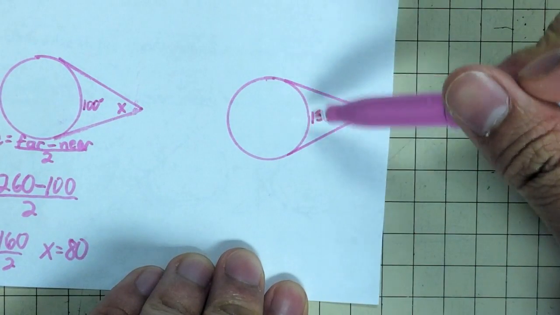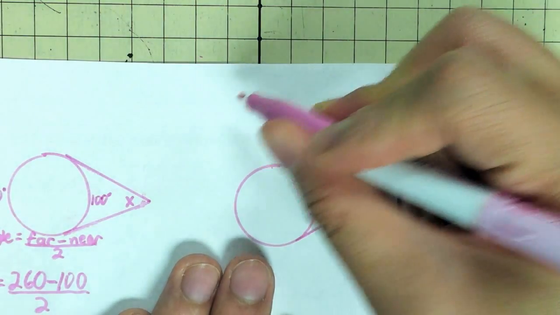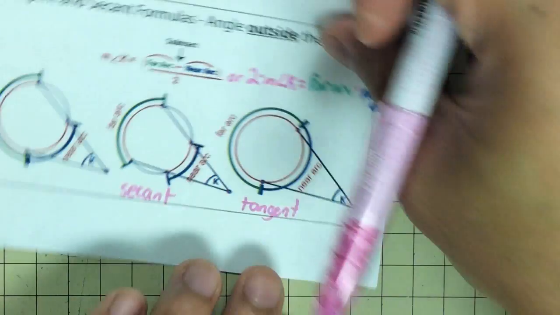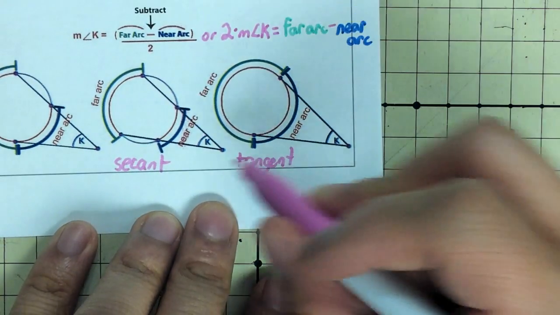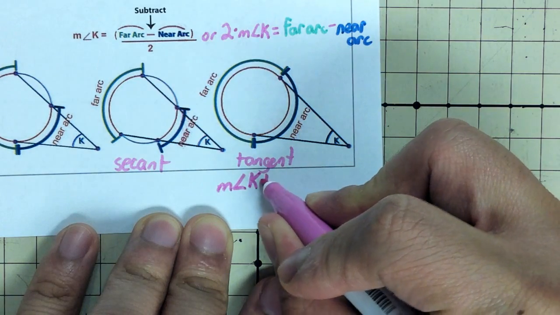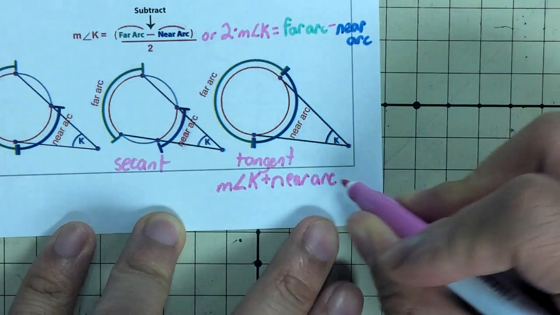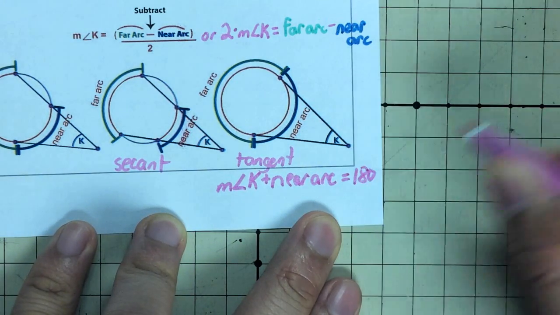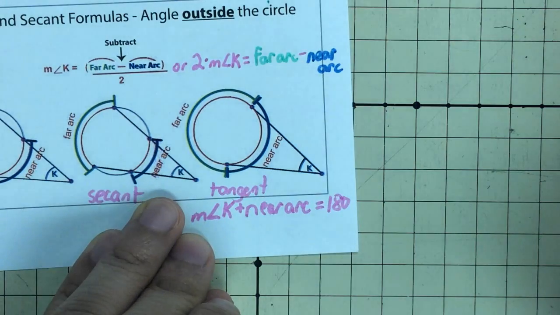Another concept we can take a look at is there is a relationship between near arc and angle. Let me write that down over here. For tangent, this only works for tangent. Angle K plus near arc equals 180 degrees. So let's take a look at that example over here.